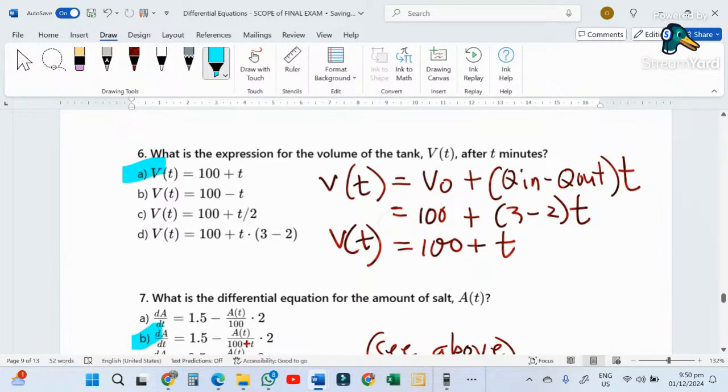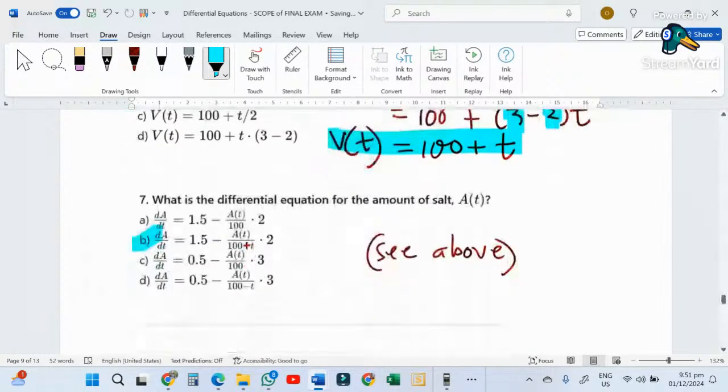Number 6, what is the expression for the volume of the tank V of t after t minutes? There you go, so you can use all of it now. V of t is equal to V0 plus Q in minus Q out times t. We know that the inflow is 3 and the outflow is 2, thereby having 100 plus 3 minus 2, which is 1, so 1t or simply t. Therefore the expression is V of t is equal to 100 plus t. That's the answer.